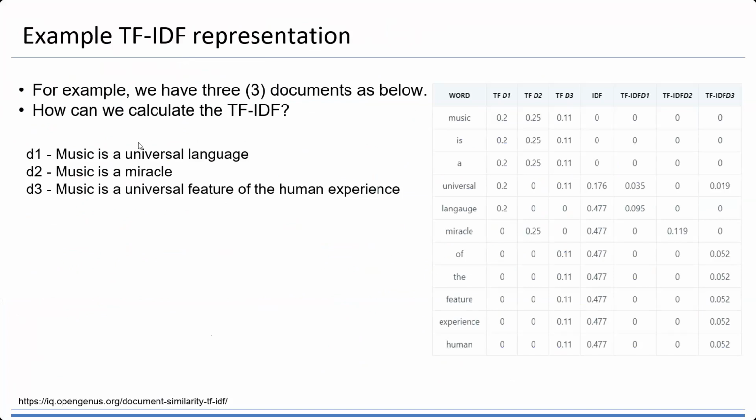So let's see. We have three documents. So D1, music is a universal language. D2, music is a miracle. D3, music is a universal feature of the human experience. So this will be the result. So we will check how we can calculate each of this.